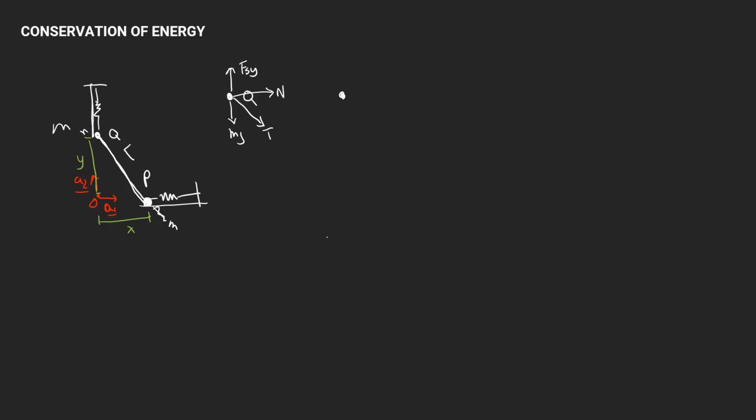And now if you look at particle P, we have a spring force acting in this direction here. We of course have the mass, or the gravitational force in this direction. We have a tension force here, and then we also have a normal force acting in this direction. I'm just going to write this as NQ and NP to distinguish.